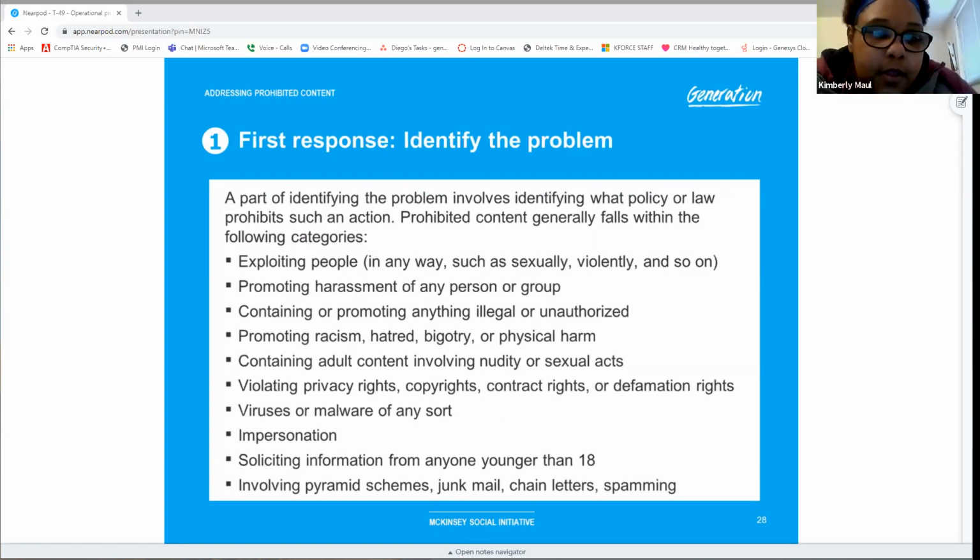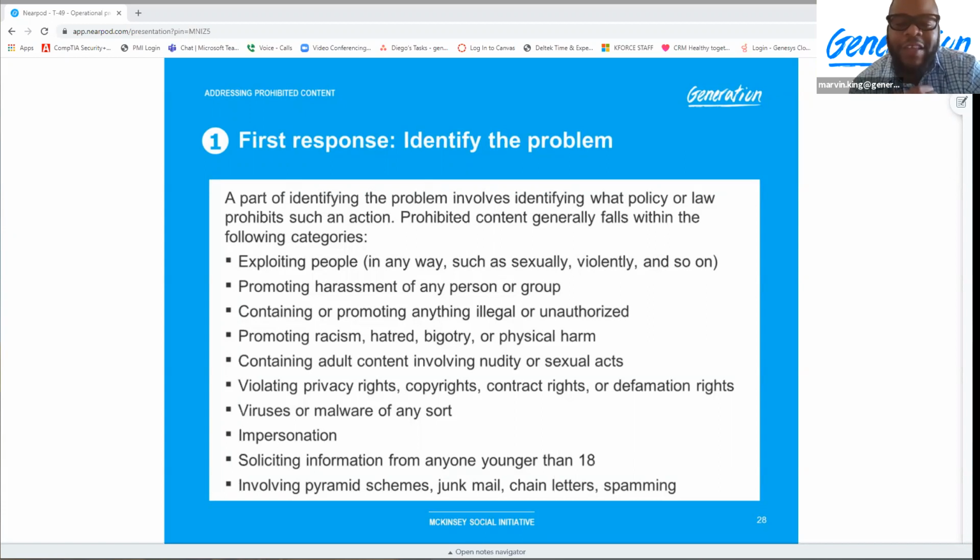A part of identifying the problem involves identifying what policy or law prohibits such action. Prohibited content generally falls within the following characteristics and categories.